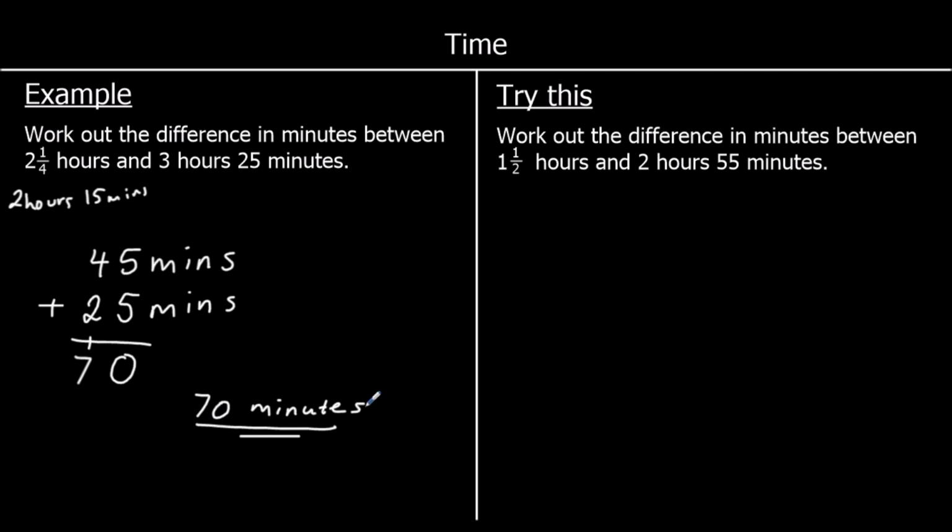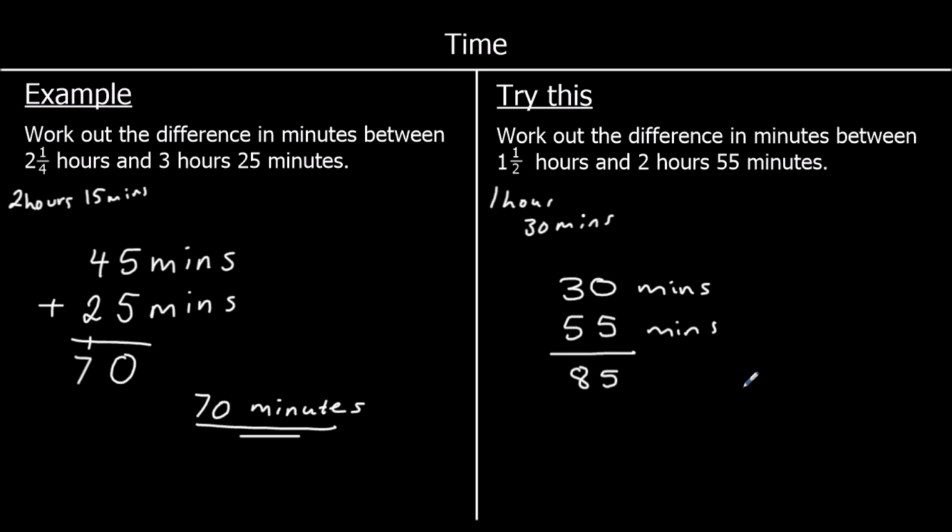Okay, here's the try this question. So pause the video and give it a go. So work out the difference in minutes between 1.5 hours and 2 hours 55 minutes. So 1.5 hours means 1 hour and 30 minutes. So how do we get from 1 hour 30 minutes to 2 hours 55 minutes? We need 30 minutes to get to 2 hours, plus 55 minutes to get to 2 hours 55 minutes. So that's 85 minutes.